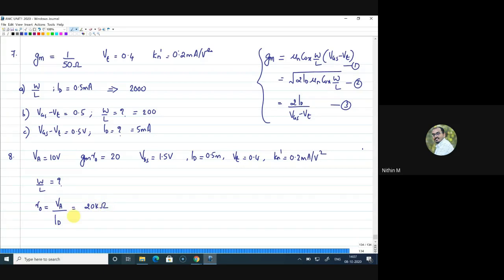Right. So your gm r0 is 20. That means your gm value will be obtained from this. What is the gm value? Can I get an answer? I'm seeing the answers you're putting: Manjunath, Huma, Manikandan, Bhavana.